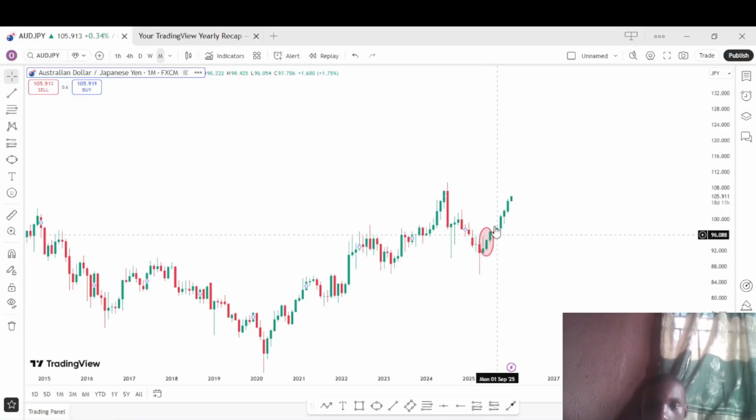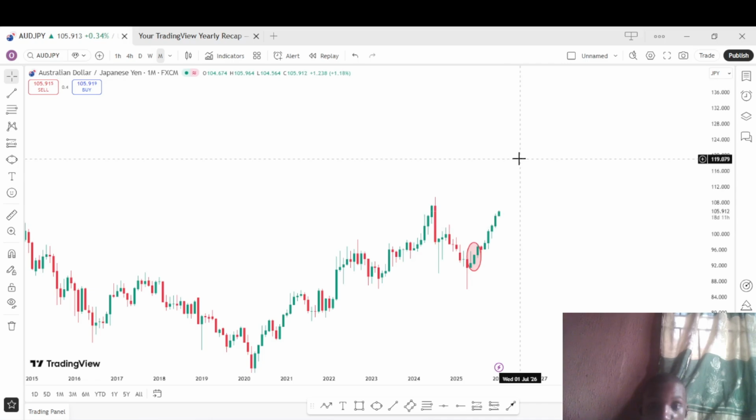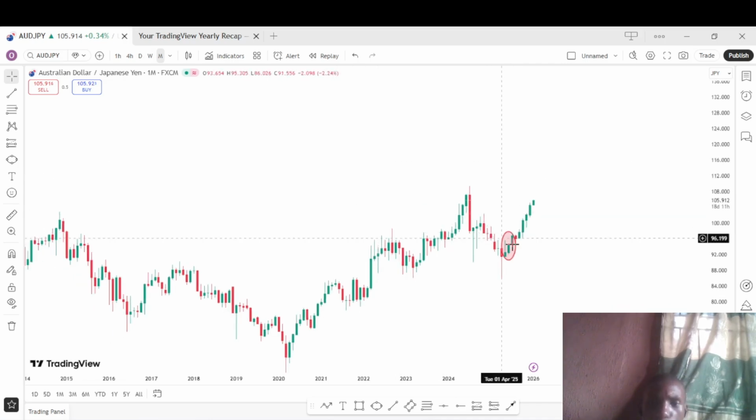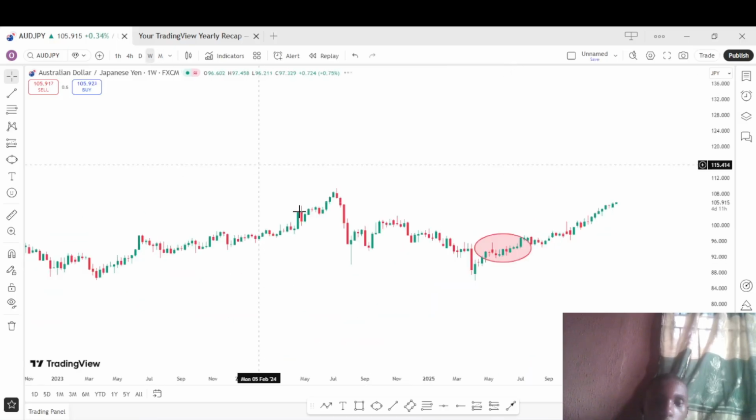As we have looked at it, these are the three white soldiers. Look at it. The next couple of candlesticks that formed indicate that it's a bullish trend. It's now a bullish trend. So these are the kind of things we watch out for on the monthly. So let's scale down to the weekly time frame.